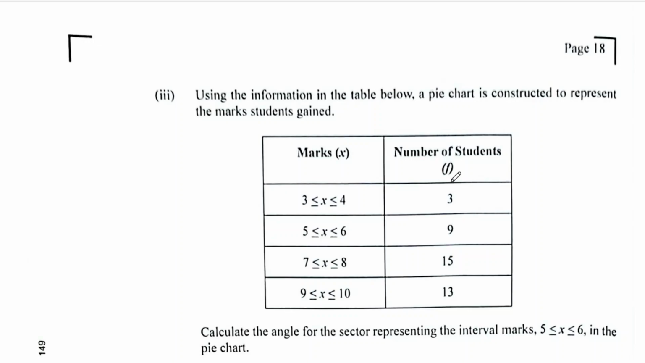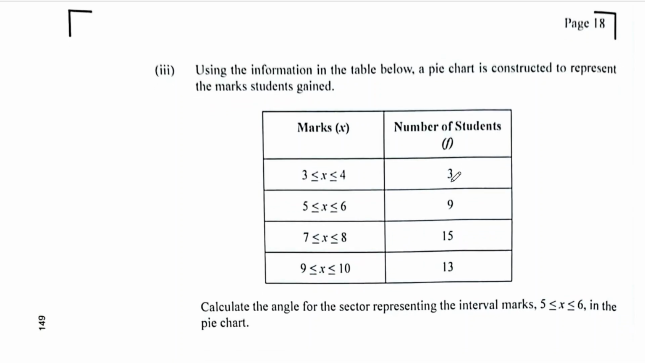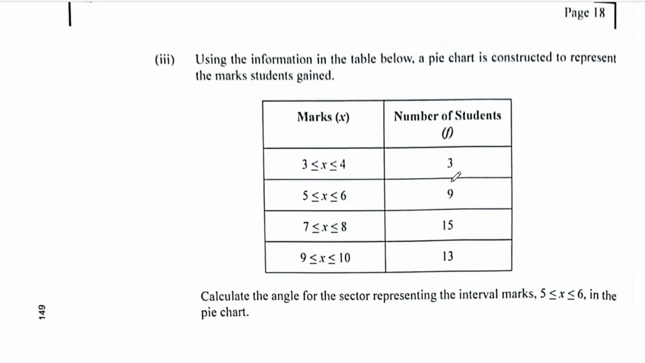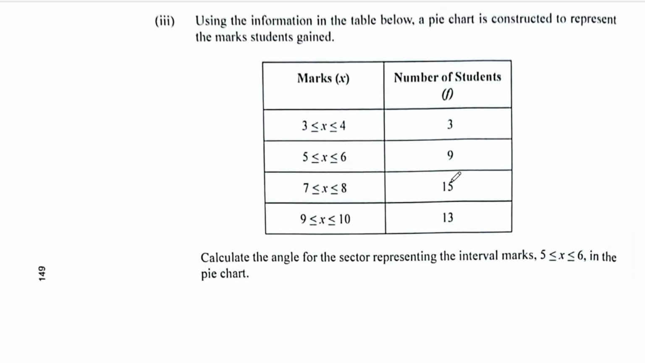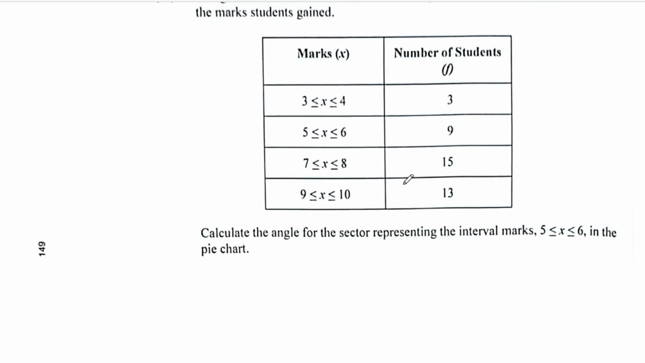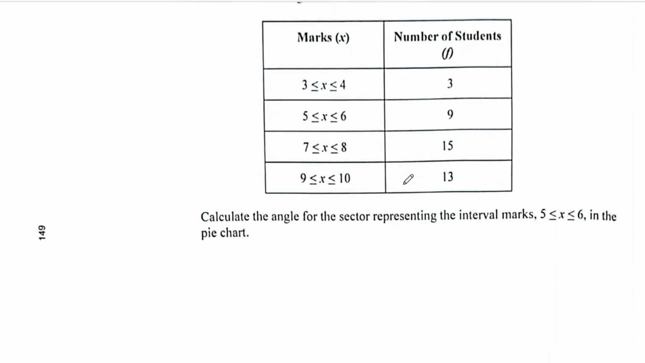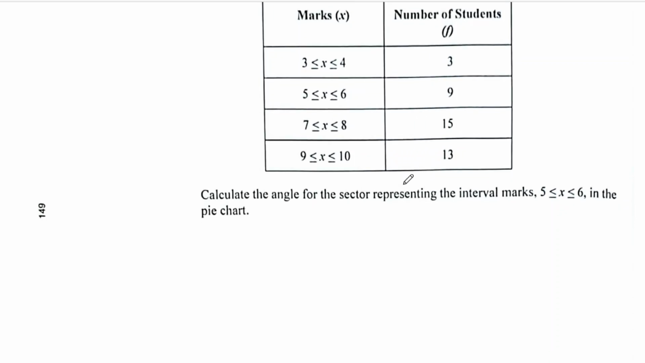Right, so we have our next pie chart question here. Using the information in the table below, a pie chart is constructed to represent the marks students gained. So marks where x is between 3 and 4, we have 3 students. X between 5 and 6, we have 9 students. X between 7 and 8, we have 15 students. X between 9 and 10, we have 13 students. Calculate the angle for the sector representing the interval marks 5 to 6 in the pie chart.